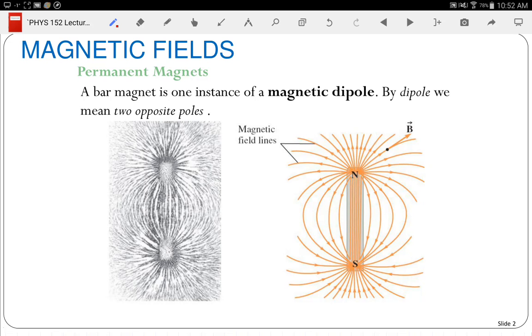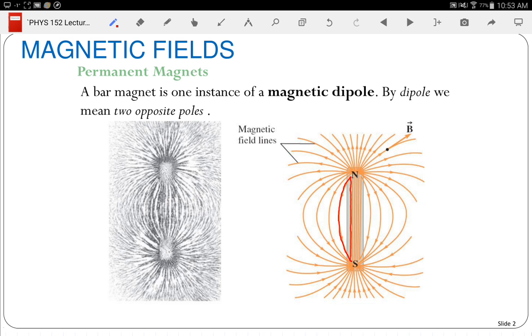Right? Electric field lines could end at infinity, or they could end at a charge. Magnetic field lines always make loops. So if you look at this picture, you see that you had magnetic field lines coming out of north, going down to south, and then cycling back through the magnet and coming out again. So magnetic field lines always loop.